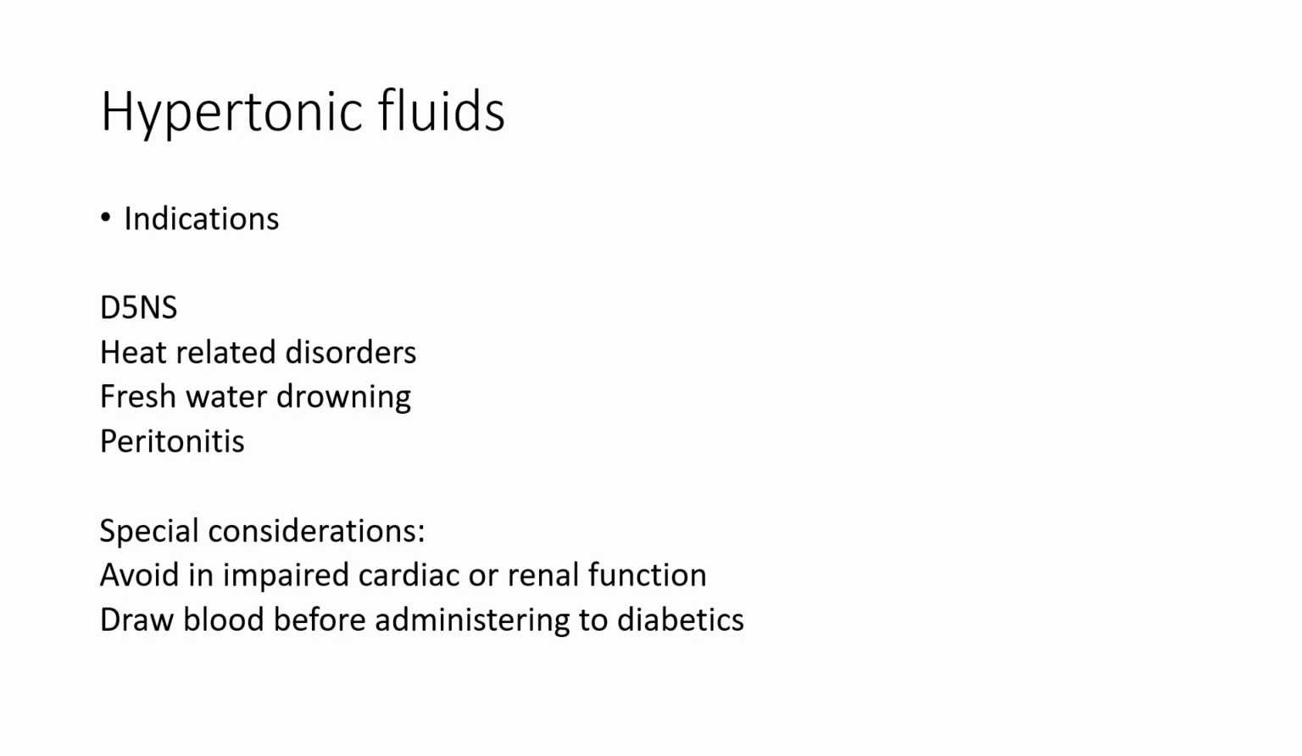Hypertonic fluids such as 5% dextrose in normal saline are used in heat-related disorders, in freshwater drowning and peritonitis. Again, it is avoided in cardiac and renal impaired patients, and whenever you are administering it to diabetics, you have to make sure that you check the sugars before.